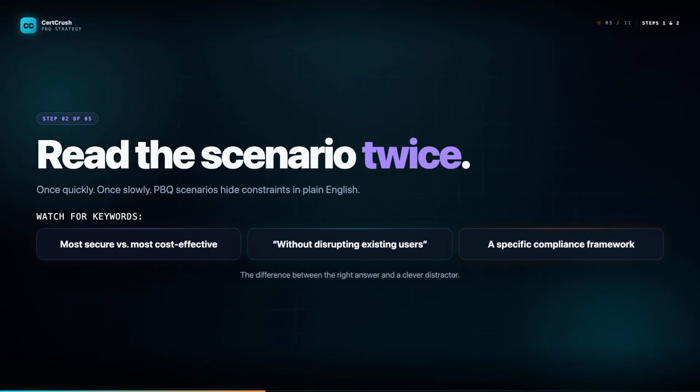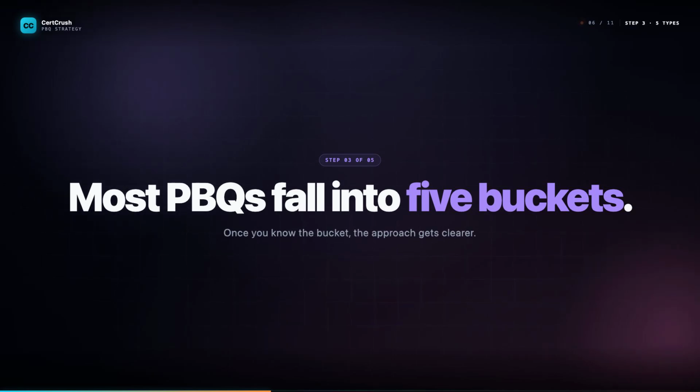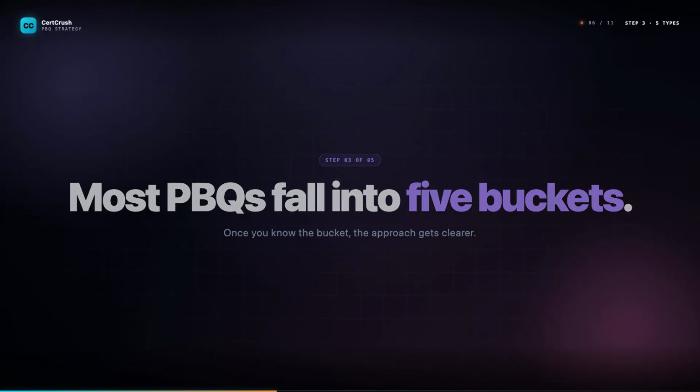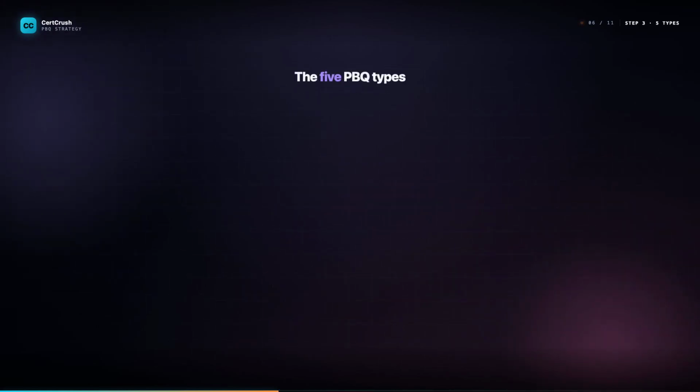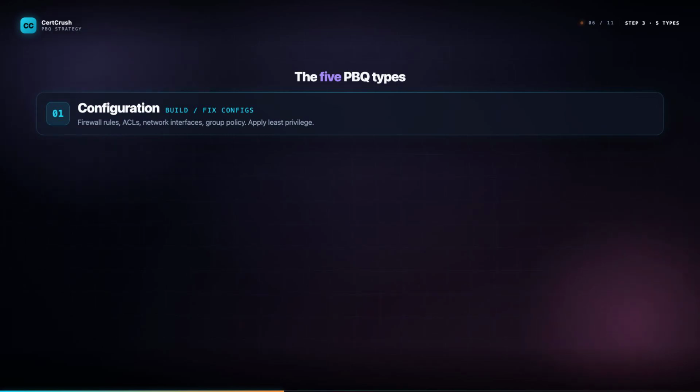Step 3. Identify the task type. Most PBQs fall into one of 5 buckets. Once you know which bucket you are in, the approach becomes much clearer. The first type is configuration tasks. You are building or fixing a config, a firewall rule, an ACL, a network interface, a group policy. Treat these like a real engineering change. Start from the rule of least privilege, apply the minimum needed, and do not overthink.